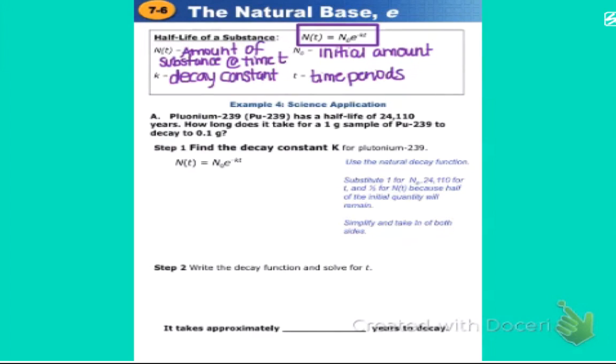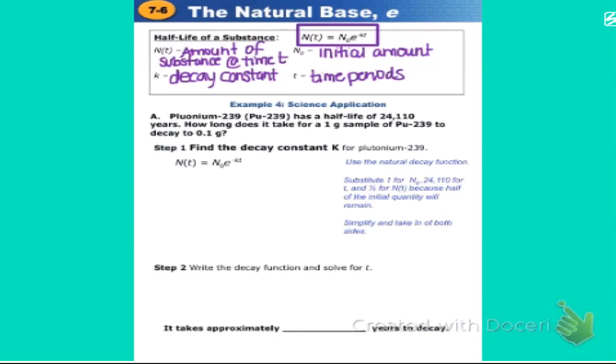So let's say I start off with 1,000 of something, and its half-life was, say, 200 years. That means after 200 years, I'd have half of that amount, or I'd have 500 of that substance. So that's what a half-life is. It's how long it takes for something to cut in half, to have half the amount that you had in the prior time period. Let's take a look at such an example.